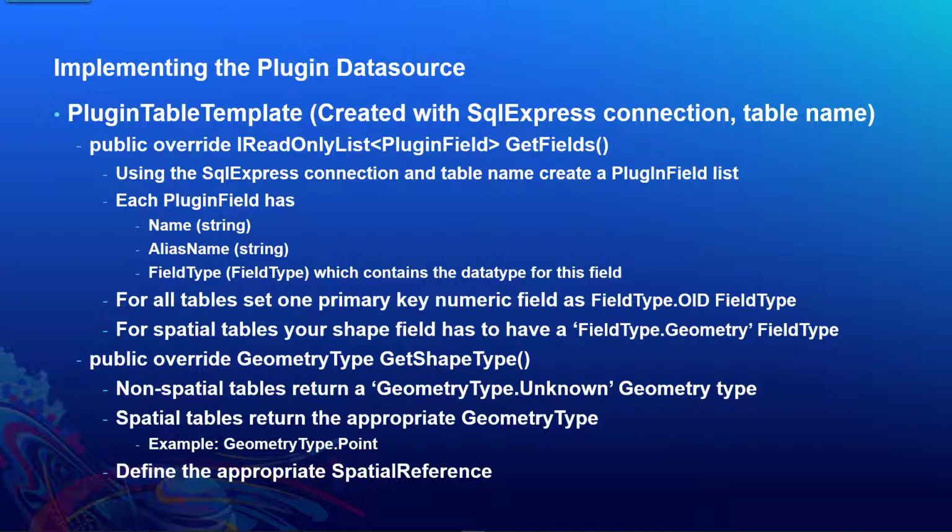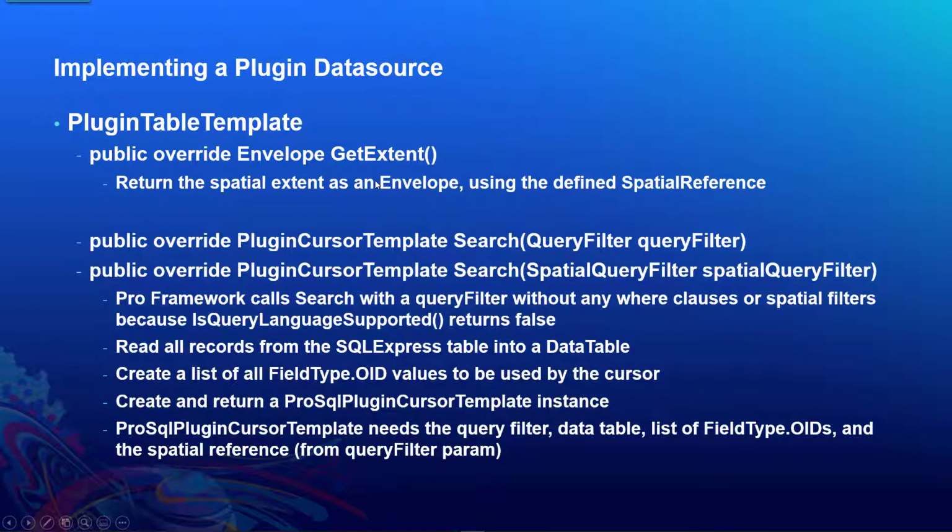And you also have to define the appropriate spatial reference. So remember that your data has some kind of a spatial reference. Got to define that. Okay, the plugin table template further has a get extent method override, and that just simply returns the extent as an envelope, but you have to use the defined spatial reference. So whatever the spatial reference is, define the envelope using that spatial reference and return it back to Pro.